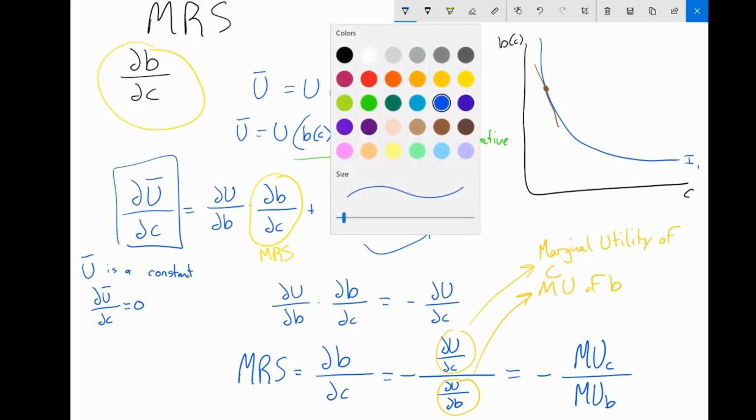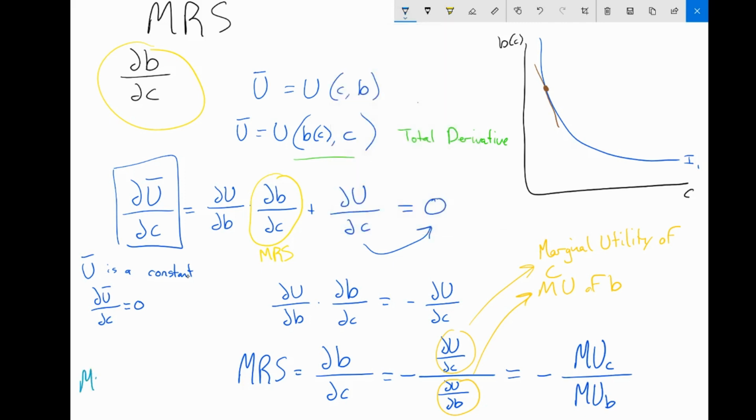So to summarize all of that, I'm just going to put it here. The marginal rate of substitution is equal to the derivative of b with respect to c, equal to negative the marginal utility of c divided by the marginal utility of b. All right, so there we go. We've solved it. We've calculated it. And now we can use this to give us some intuition, to take our thought train deeper into decision making.